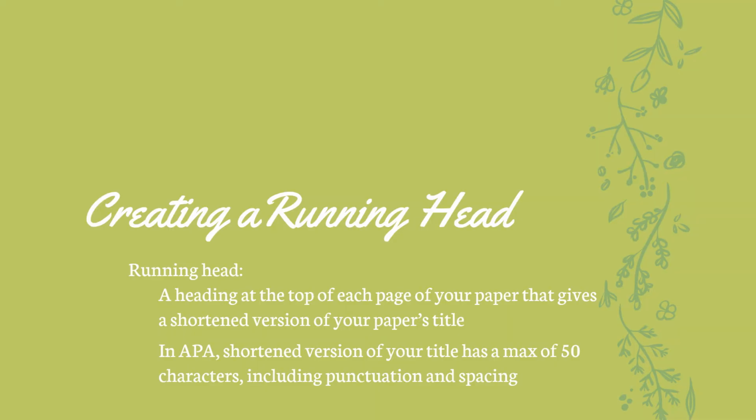So let's go ahead and get into creating a running head and some basic formatting. Now, I'm going to show you an example in a minute for what a running head is going to look like on your actual paper. But for now, I wanted to tell you that a running head is essentially a heading at the top of each page of your paper that gives a shortened version of your paper's title. This is something that should be created by the author of the paper. In APA, the shortened version of your title has a max of 50 characters, and that includes punctuation and spacing. So you're going to want to keep that in mind as you're working on your running head.